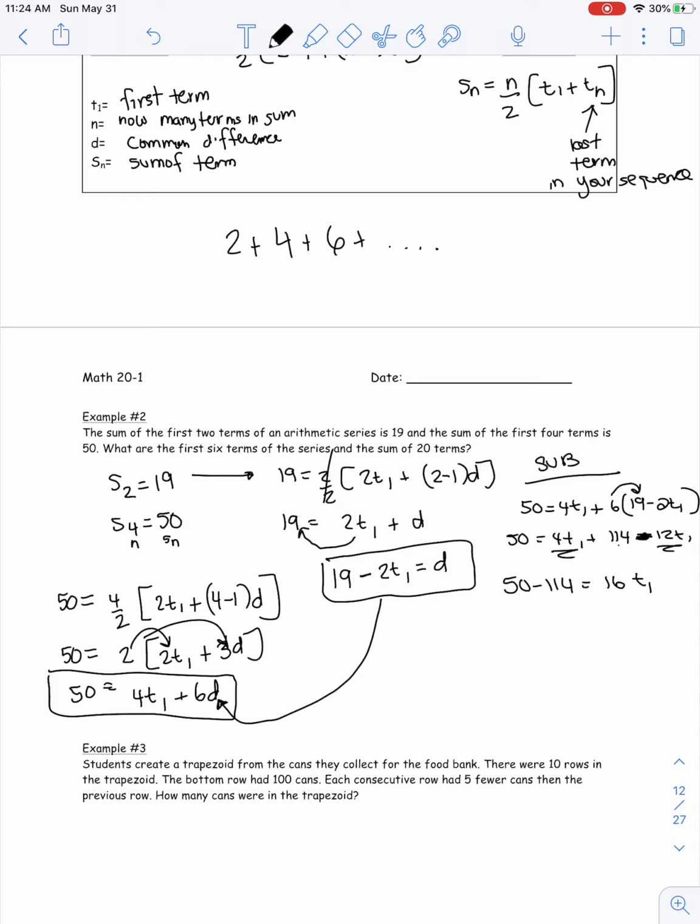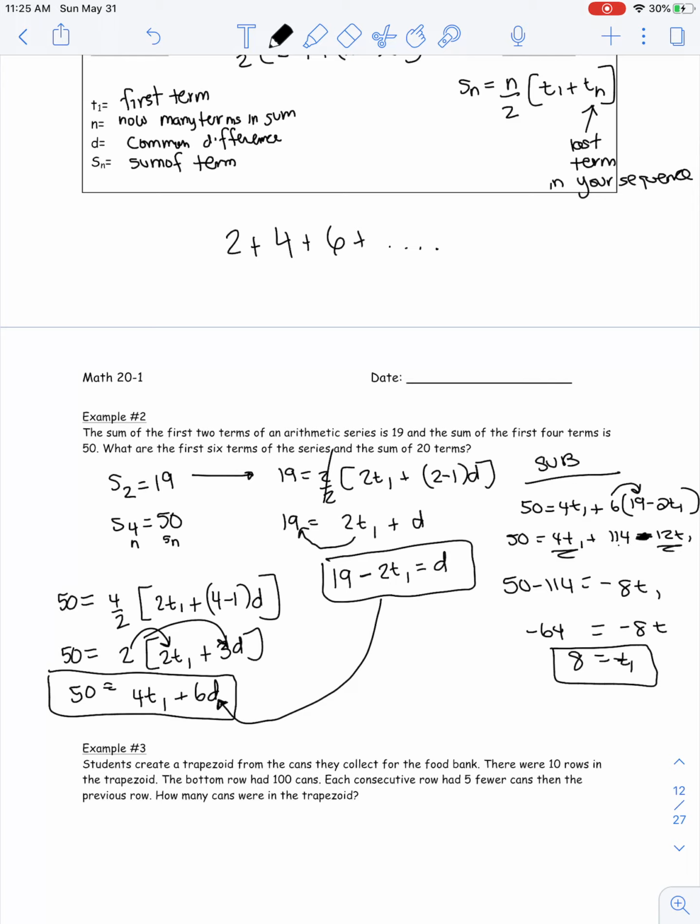So this should be then minus 12, which will be then 4 subtract 12 is equal to minus 8t1. So 50 minus 114 equals negative 64. And then we're going to divide both sides by negative 8. And you should get that your t1 is equal to positive 8. So that makes more sense.